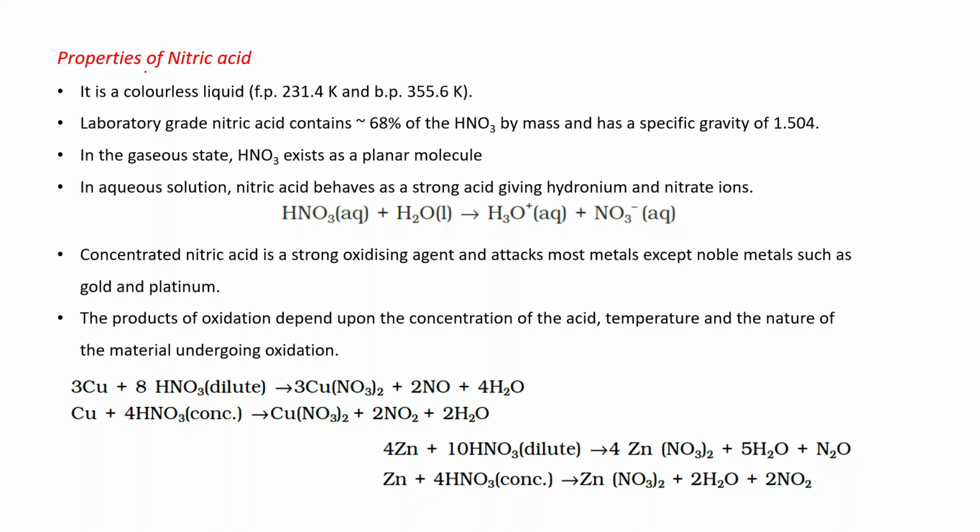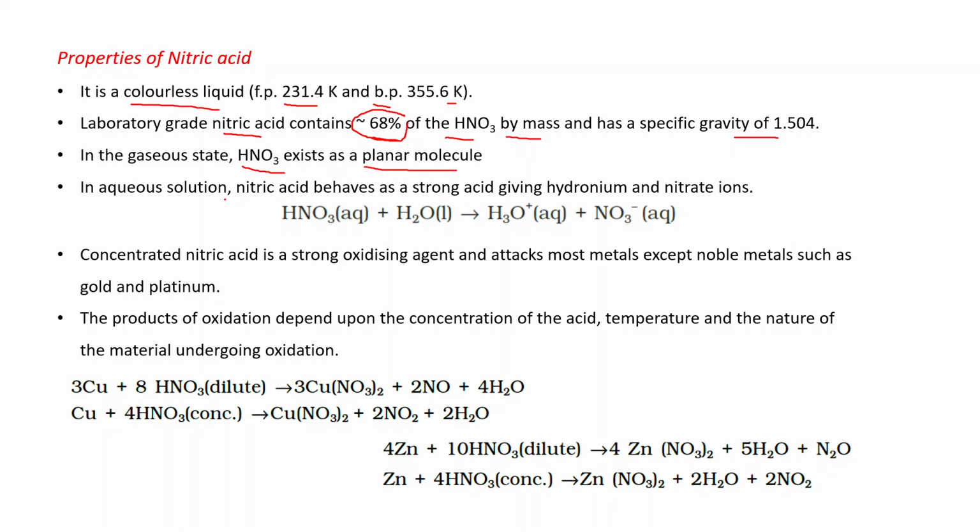Properties of nitric acid. It is a colorless liquid. Boiling point and freezing point are these. Freezing point is 231.4 Kelvin. Boiling point is 355.6 Kelvin. Laboratory grade nitric acid, it means nitric acid which is supplied in the laboratory, contains 68% of HNO3 by mass. We can say this is the purity of this HNO3 supplied in the laboratory, and its specific gravity is 1.504.